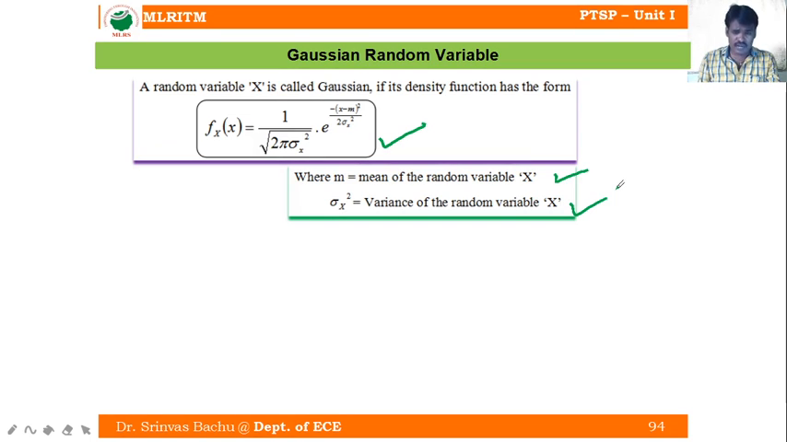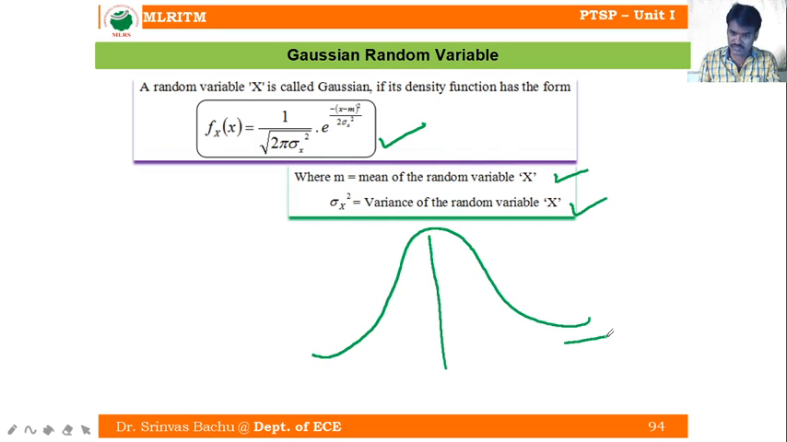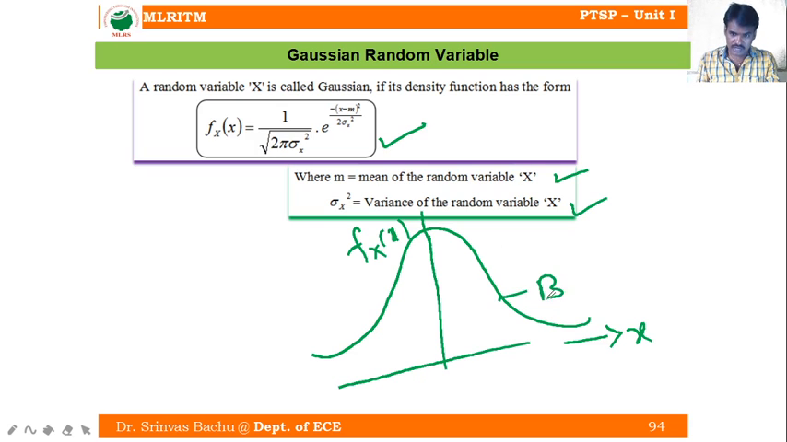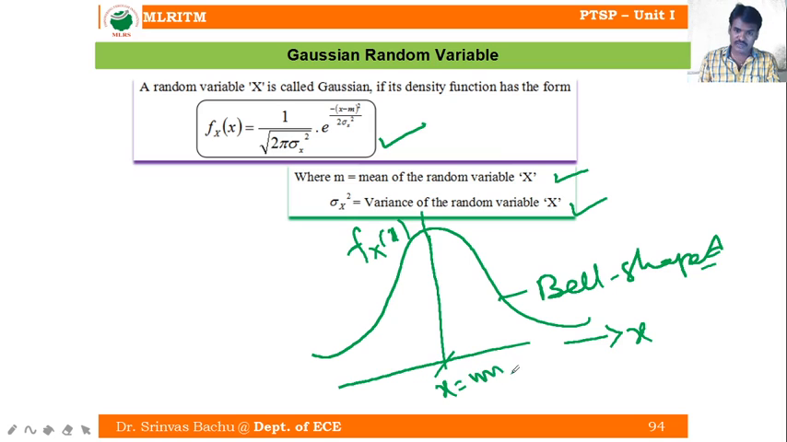This plot is always a bell-shaped curve. On the x-axis we mention the random variable assignments, and on the y-axis the density function values. So this is my Gaussian density, always a bell-shaped curve, and it is symmetrical about the mean value. It's not the origin, it's the mean value x equal to m. So we'll estimate the mean value, its average value. These are some of the properties.